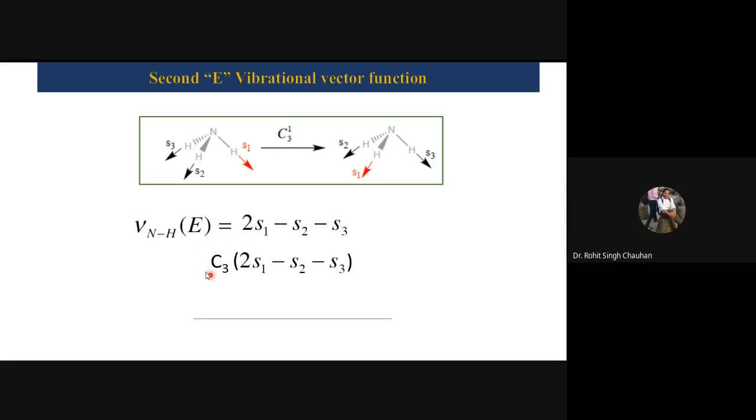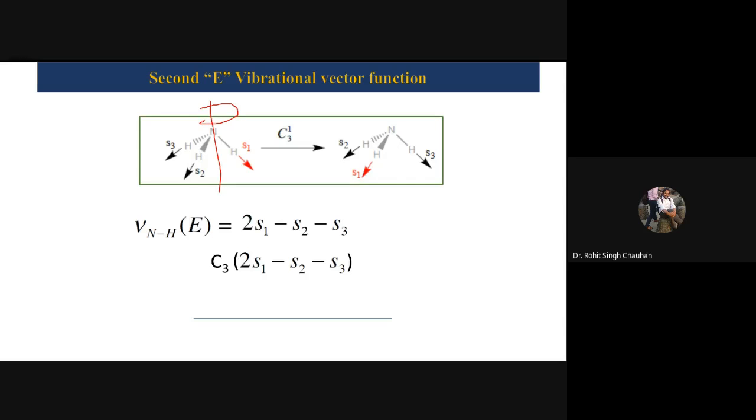Now through C3 we will operate on this function, right? So now see, one by one. C3 on 2s1, what will it be? Now what does S1 become after C3? It becomes S2, right? C3^1, again I will tell you what it is: the movement along C3 in a clockwise direction. So I am projecting here. This is the C3 clockwise direction.